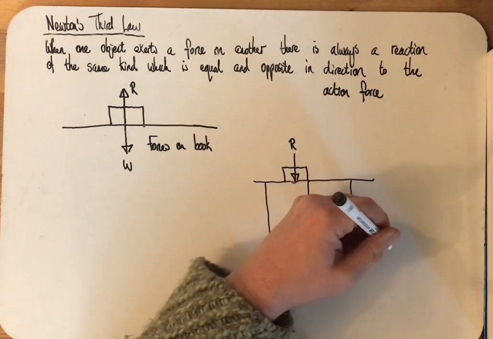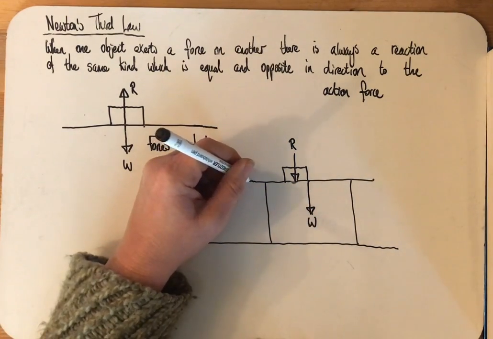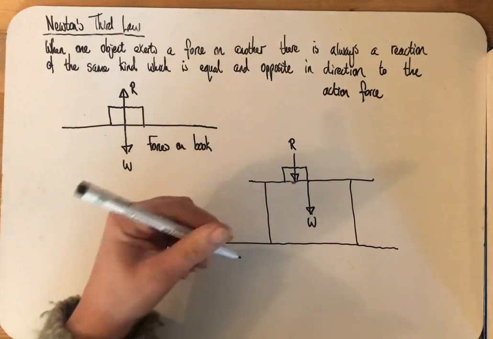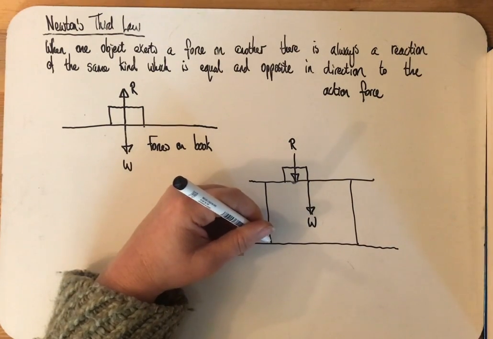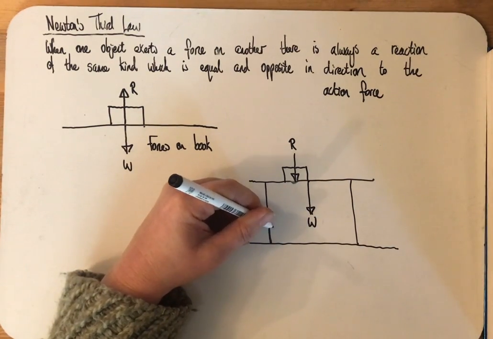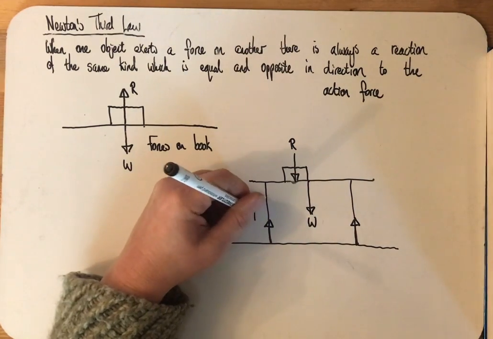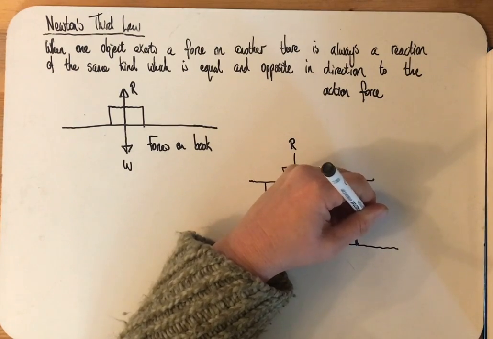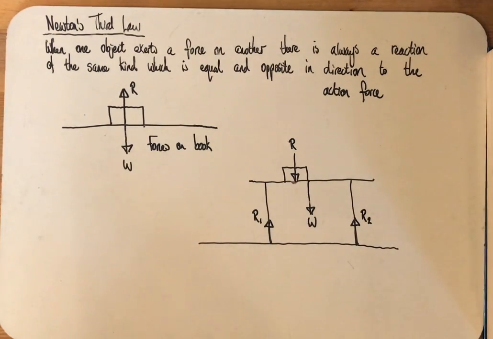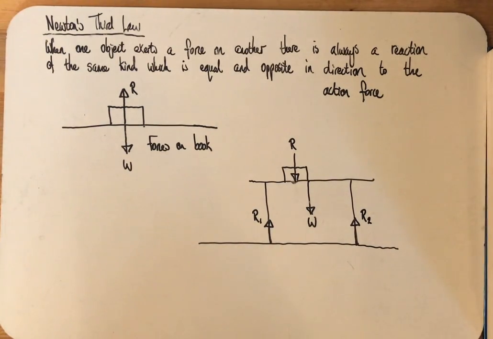And then the table's resting on the floor. And so here, where the weight of the table is acting down on the floor, there's going to be reaction forces acting upwards. And they're quite probably of different magnitudes, all these reaction forces. So we can put subscripts on them. So that's the forces acting on the table, and that's the forces acting on the book.